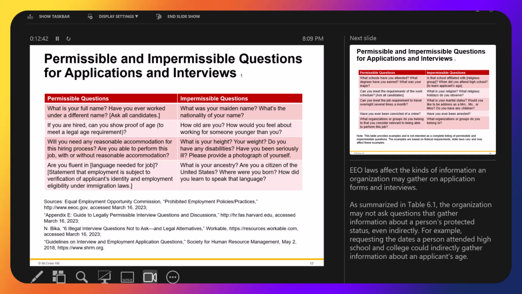Permissible and impermissible questions for applicants and interviews. So you look at this right here. Give an example. I won't read through all of these. You can read through them at leisure. But what is your full name? Have you ever worked under a different name? You can do that. Here's something you can't ask: what's the nationality of your name? And when people start asking those kinds of questions, you've got to be really careful, because these are the ones over here, impermissible questions can get you sued.